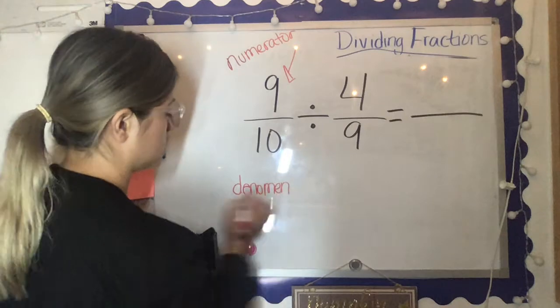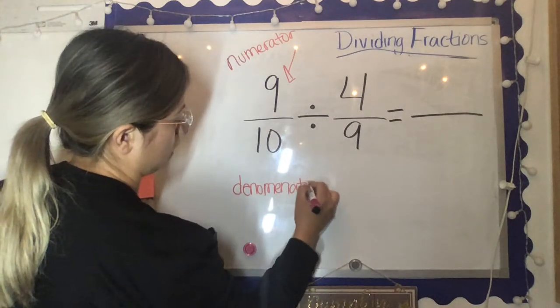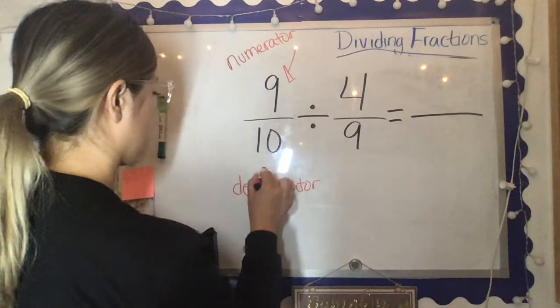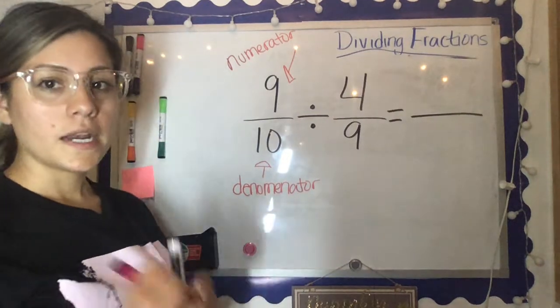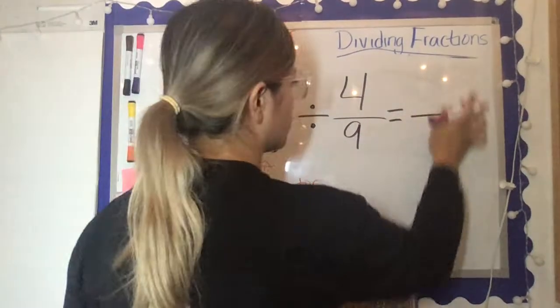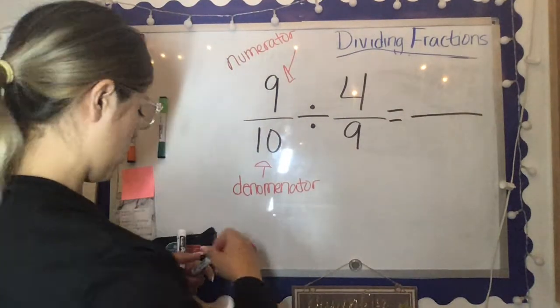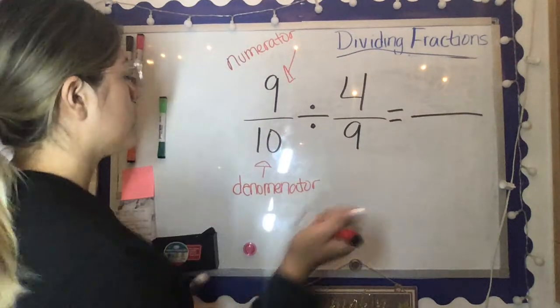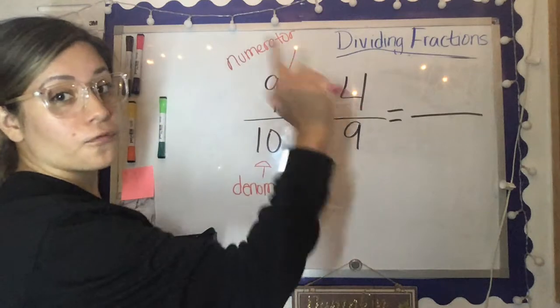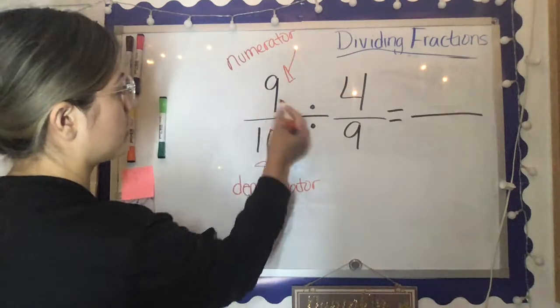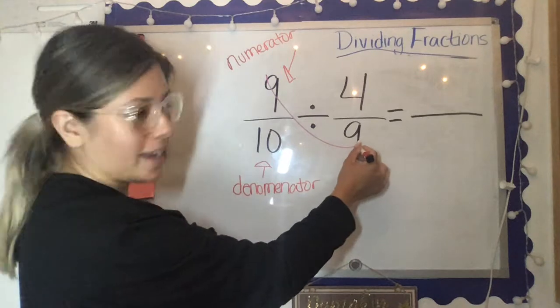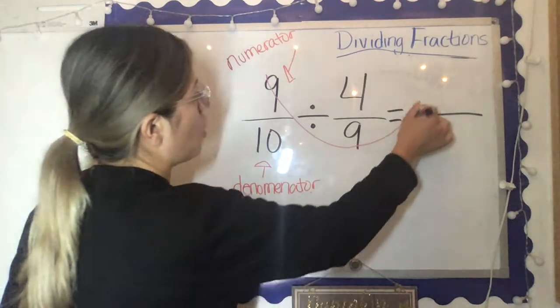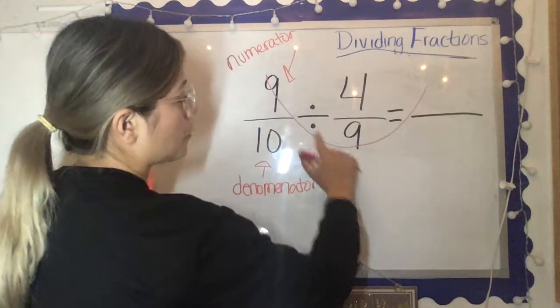Denominator. It is the total equal parts that something is divided into. Okay? Now, numerator, denominator. I am going to go ahead and use a different color today. We're going to start with the numerator of the first fraction, which would be the 9. And we're going to go down to the denominator of the second fraction, which is a 9 again, making a happy face all the way up.